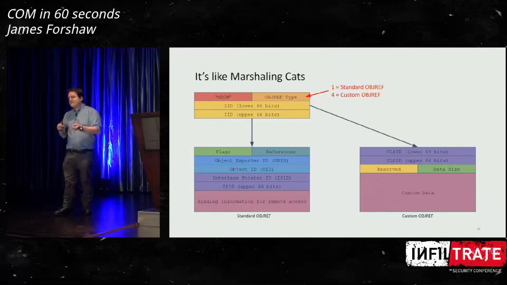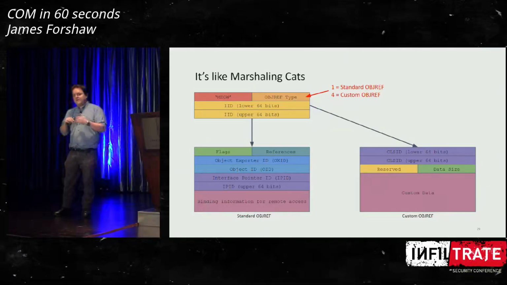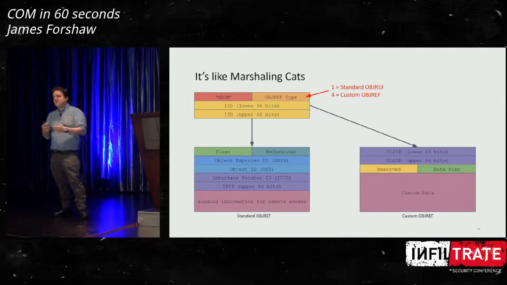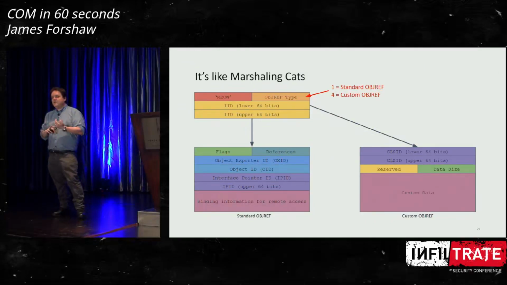Now, what this actually is, is something called the object reference. The object reference is this binary structure which is defined for COM, which allows you to marshal objects between processes or between apartments, etc. It's used everywhere, basically. Now, there are two main types. There's the standard objref, which is used for marshal by reference. And you've also got the custom objref, which is used for marshal by value.